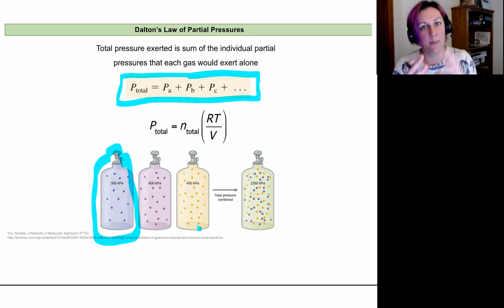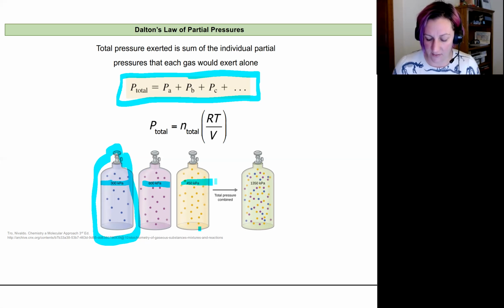And when I combine all of them in the same container, what I've done is just add more and more particles. So as I'm adding more and more particles, I expect the pressure to increase, right? And so the final pressure for the mixture is just going to be the sum of the pressures of the gases on their own. In this case, and it might be too small to see in the video, we've got about 300 kilopascals of one gas, then 600 of a second, and 450 of a third. So if I combine all three in the same container, then my combined pressure is going to be 1350 kilopascals.